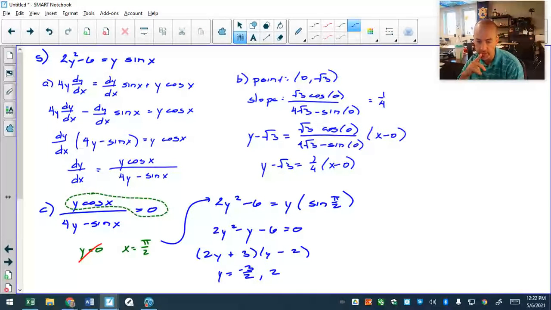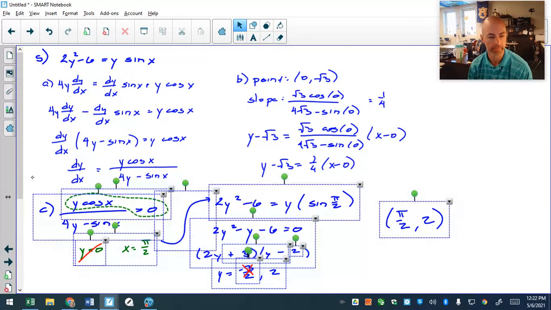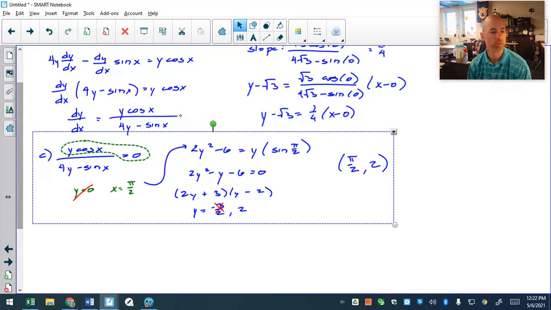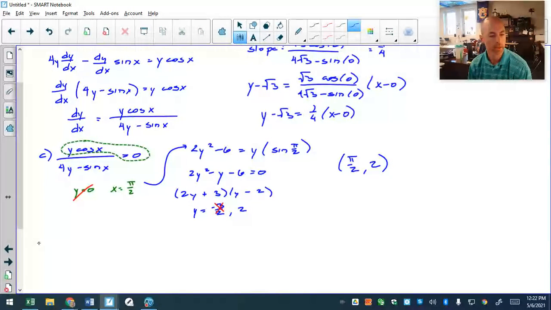Make sure I factor that correctly. Good. Again, remember that we are answering only for positive values of y, so we throw that one out. And the only point where this happens is at the coordinates pi over 2, 2, and there is my answer, and we are ready to move on to part D. So let's look at part D. Determine whether f has a relative min, max, or neither at the point found in part C.